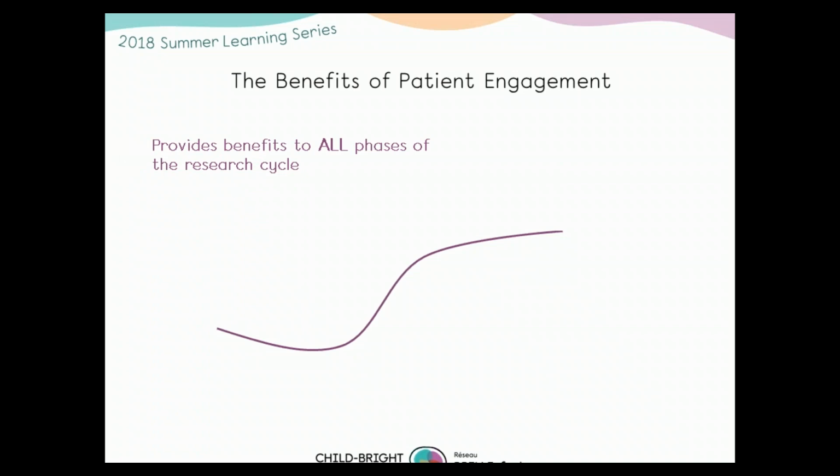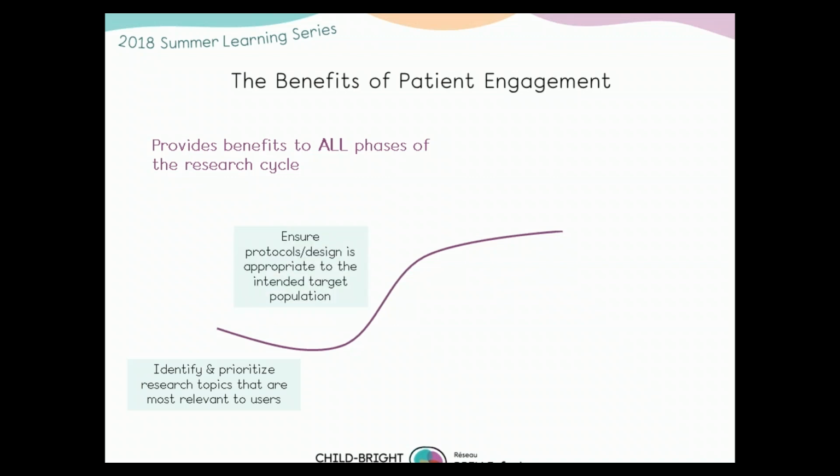All right. As we are alluding to, patient engagement can have tangible benefits at all levels of the research process, right from the start of a project where you identify and prioritize the research topics to be pursued by the research group, as these priorities could ultimately be more relevant to the needs of a particular patient population.